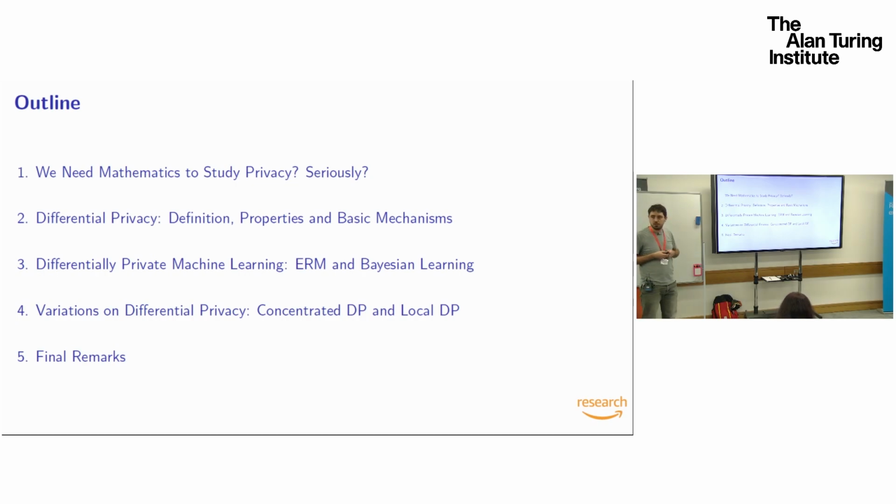The second part is also kind of standard. We'll talk about the definition of differential privacy and its basic properties and some basic building blocks that are usually called mechanisms in differential privacy.